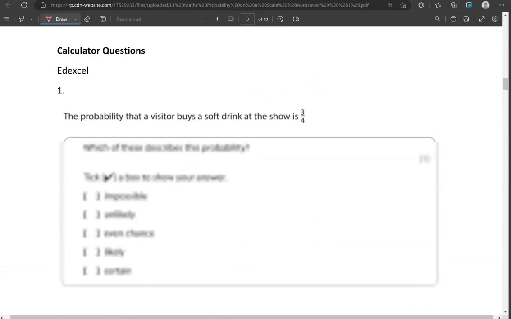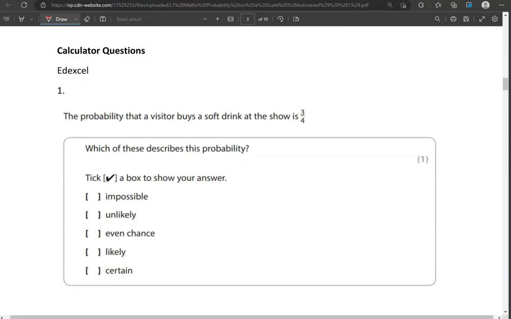We now move into the calculator questions. The probability that a visitor buys a soft drink at the show is 3/4. Which of these describes this probability? Impossible, unlikely, even chance, likely, certain. So this is like the first question that we looked at. So 0 to 1, that will be half. This will be, so we have likely here.